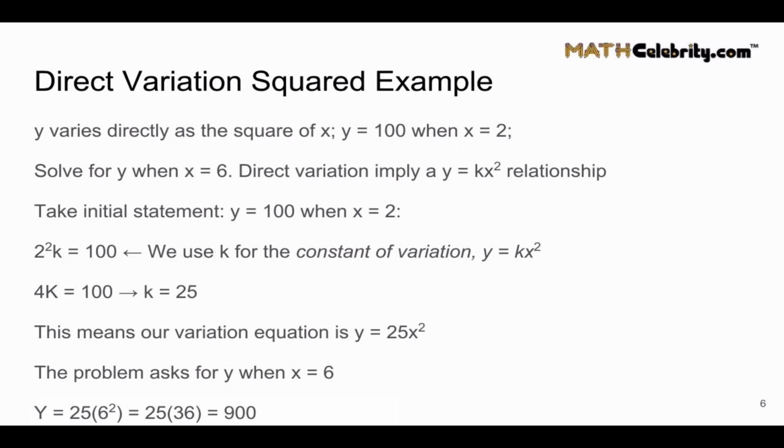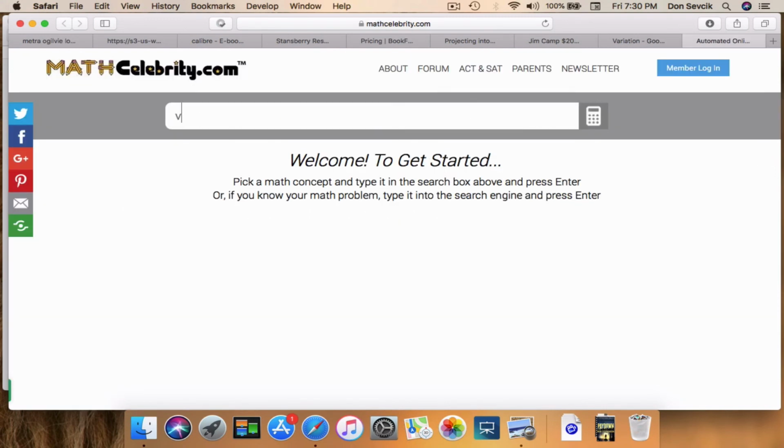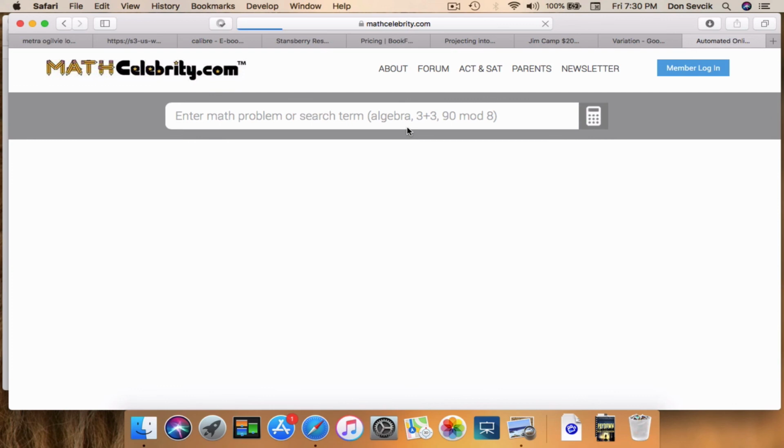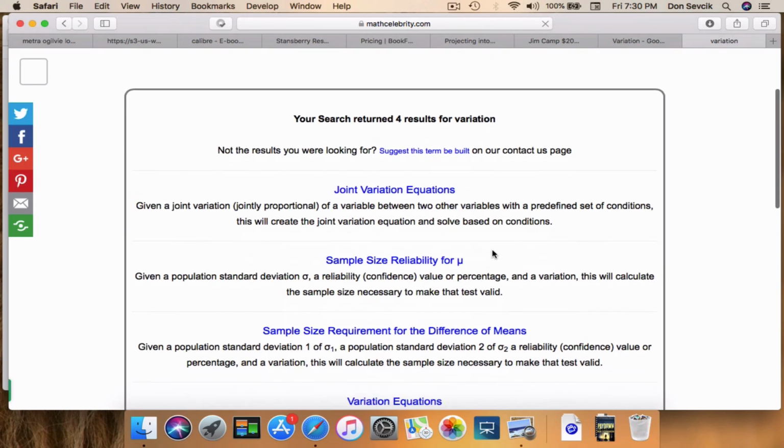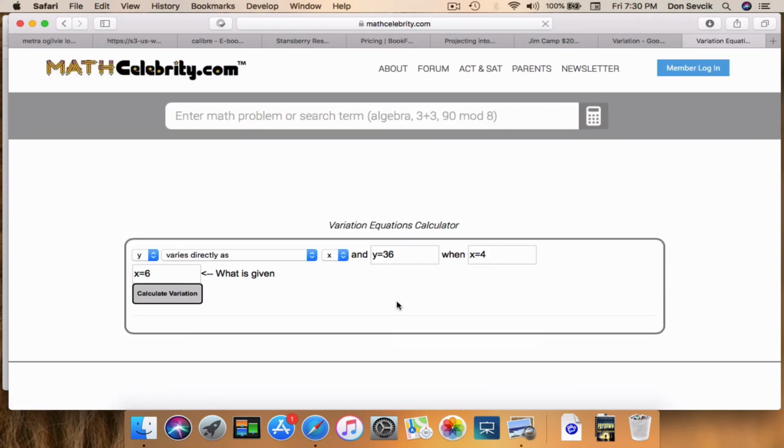That concludes our 3 examples in our tutorial of direct and inverse variation. Now, if you're on the Math Celebrity site, you're already on the variation calculator, so you know what to do. If you're finding us first from YouTube or finding us not on the Math Celebrity site, what you do is you go here in the search engine and you type variation. The search engine is going to find our variation calculator. You can have joint variation equations, which is going to be another video. We want variation equations. So you go ahead and click this link, and it will load the variation equation calculator.